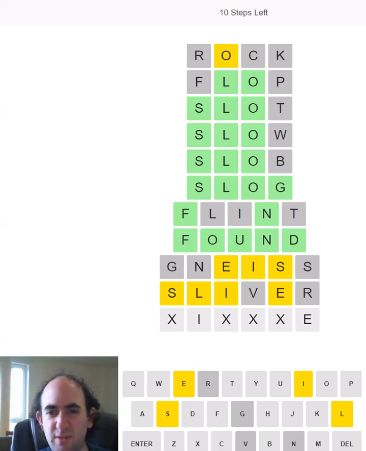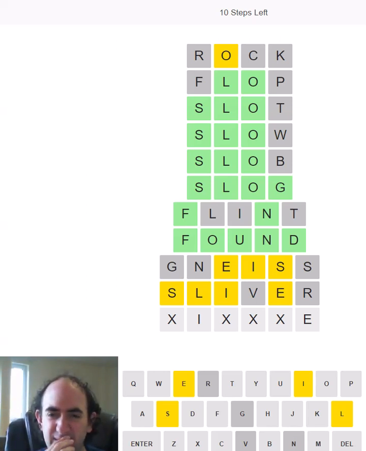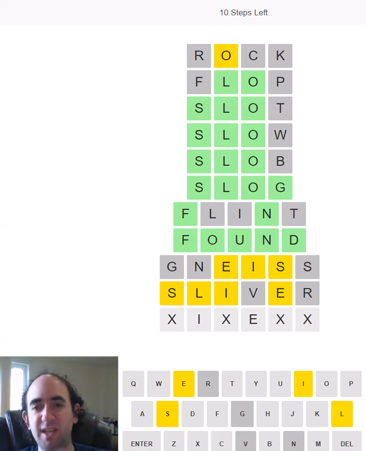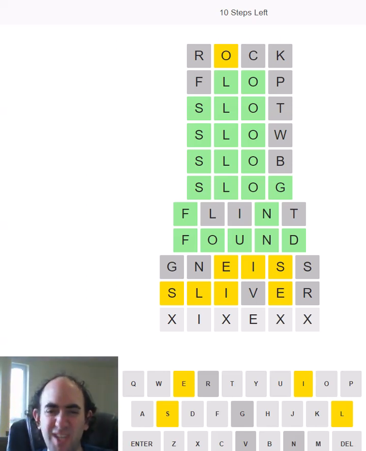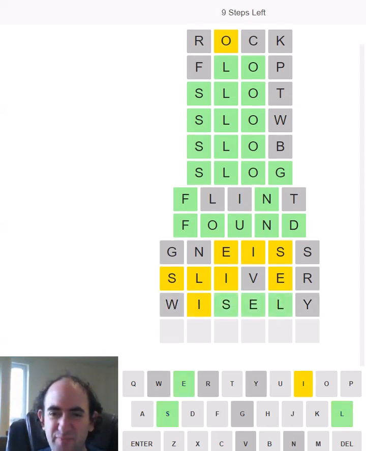And I actually don't know what else we could do. It could be MIS at the start, but it can't be misled. Dispel. No, because the E cannot be fifth. Right, let's put the E there instead. Does that help? Then the S would have to go in between. So I don't think that helps. Wisely? It's a possibility, I suppose.